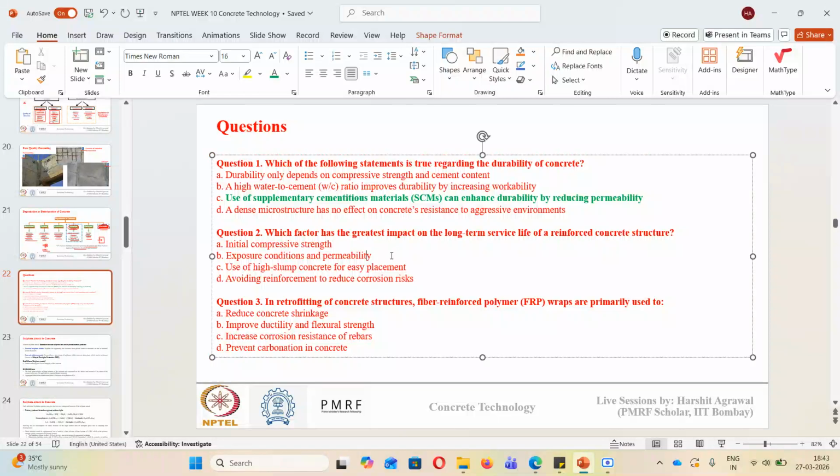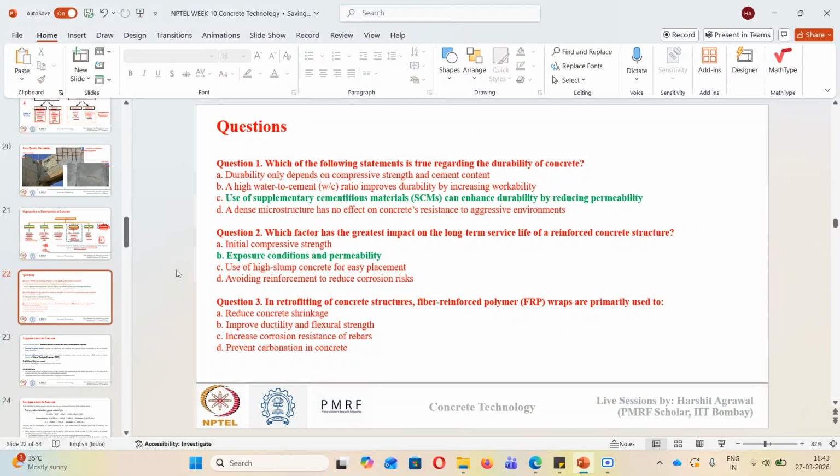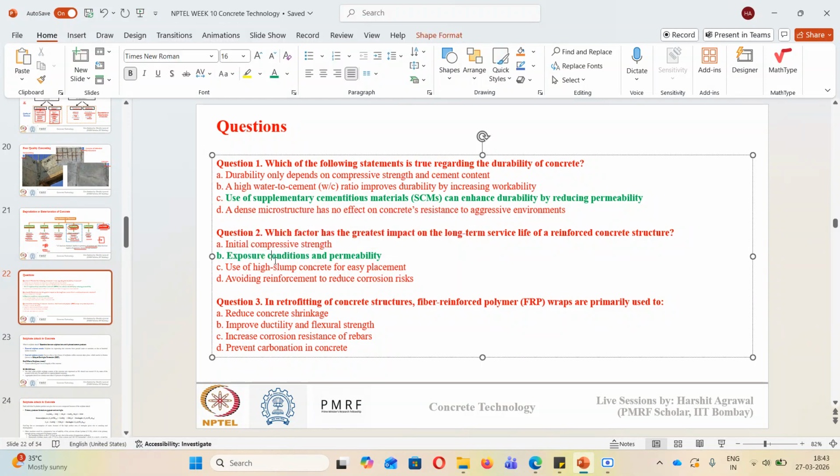Yes, the correct option is B, exposure condition and permeability. As we have talked about in IS 456 also, concrete durability is primarily controlled by its ability to resist aggressive agents like water, chlorides, and sulfates. And how aggressive the environmental condition is defines the need for durability in concrete. And the permeability of concrete also plays a very important role.